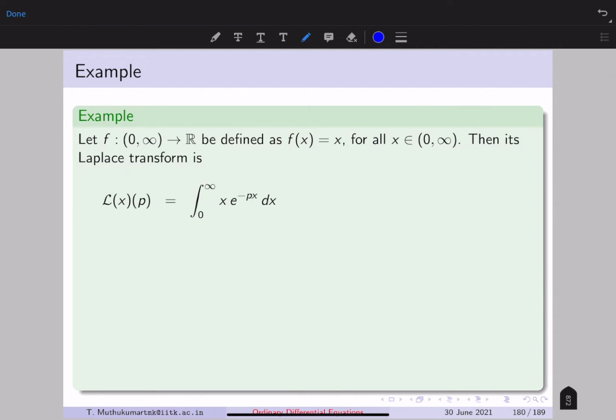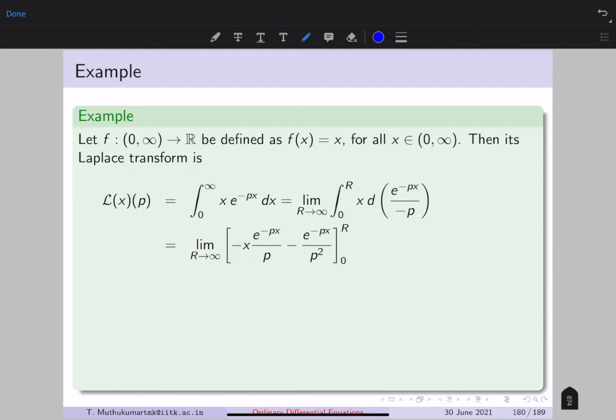What is the Laplace transform of this function? You apply the definition. L of x is by definition the integral of x times e power minus px dx, as the limit of r going to infinity, from 0 to r. So you do integration by parts. It's x times the derivative of this, so it's in the form of u v prime. When you do integration by parts, you get this with limit 0 to r.